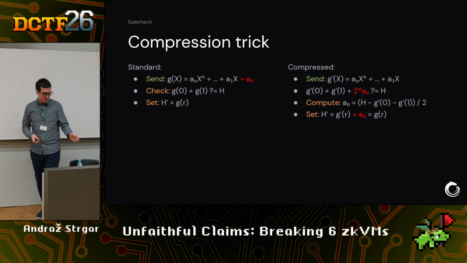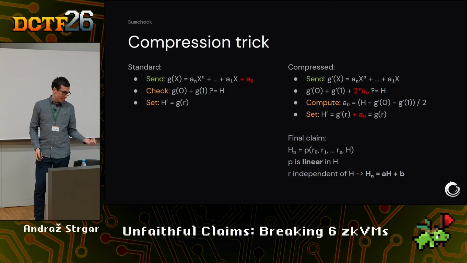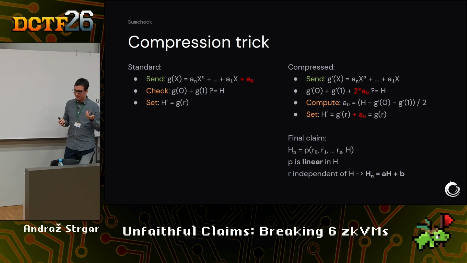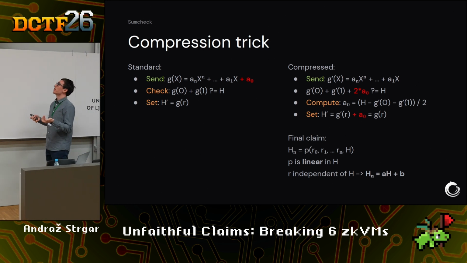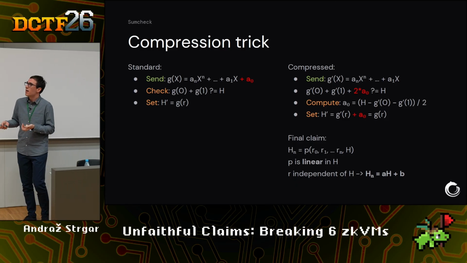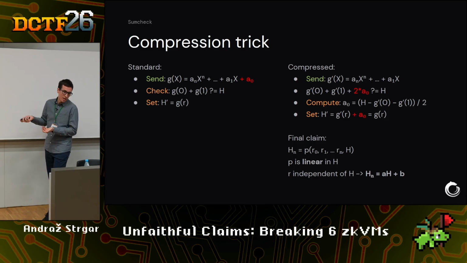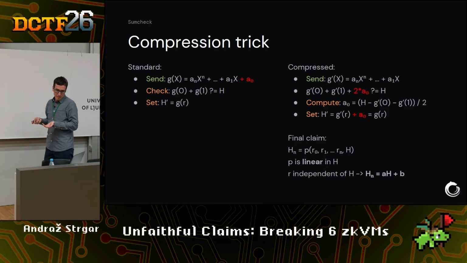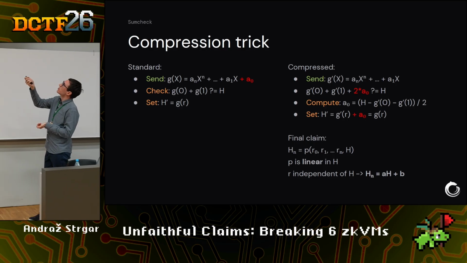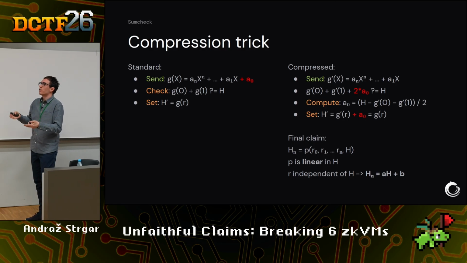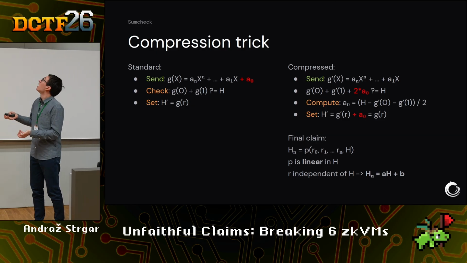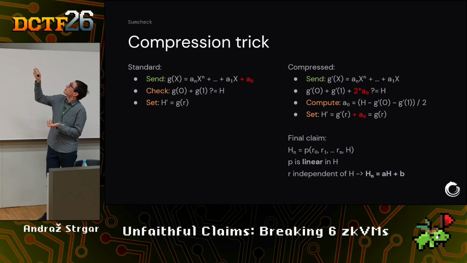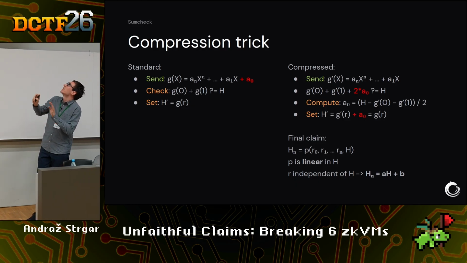Now, the problem comes when the random values used in the sum checks and in the evaluation of that polynomial actually do not depend on the input claim. So written a bit more concisely, the final claim of the protocol, this Hn, is just a polynomial in the random challenges derived by the verifier and the input claim H. And it is linear in H. That is, we get an equation of this form where A and B are just something.